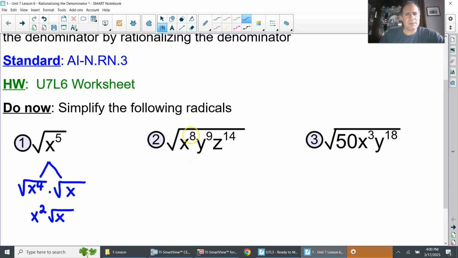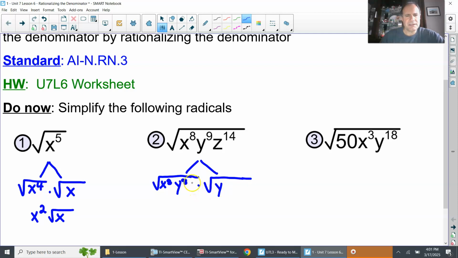For this one, again, we have x to the 8th, which is a perfect square. Y to the 9th is a non-perfect square, and z to the 14th is a perfect square. So what we're going to do is create a perfect square radical and a non-perfect square radical. X to the 8th is a perfect square, so I'm going to put that in the perfect square radical. Y to the 9th is not a perfect square, so I'm going to subtract 1 and put y to the 8th power in the first radical and y to the first power in the second radical.